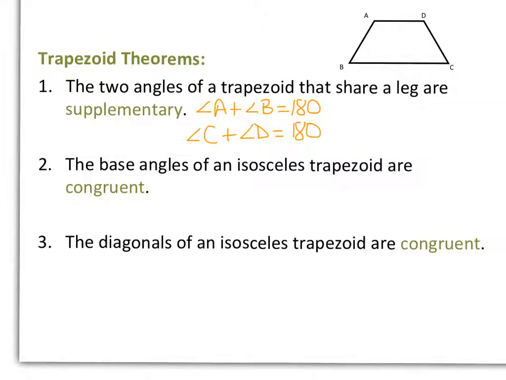Number two, the base angles of an isosceles trapezoid are congruent. So if we're told we have an isosceles trapezoid, that would make angle A congruent to angle D, and angle B congruent to angle C. And finally, the diagonals of an isosceles trapezoid are congruent. So that means AC would be congruent to BD.